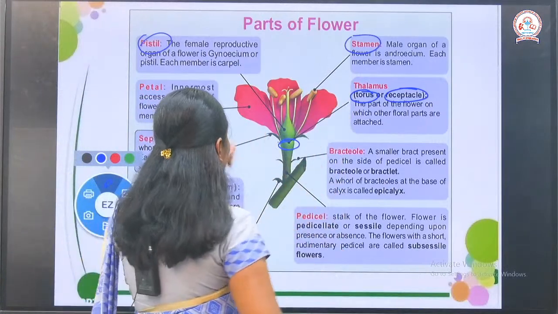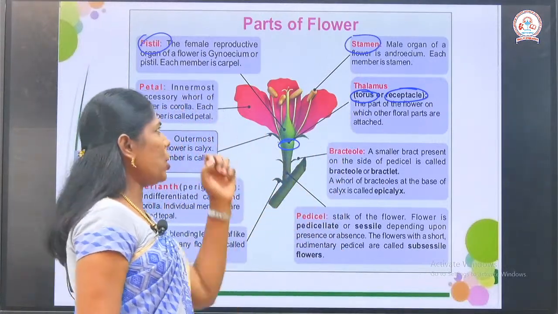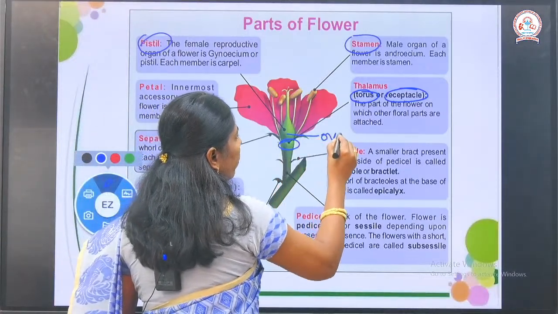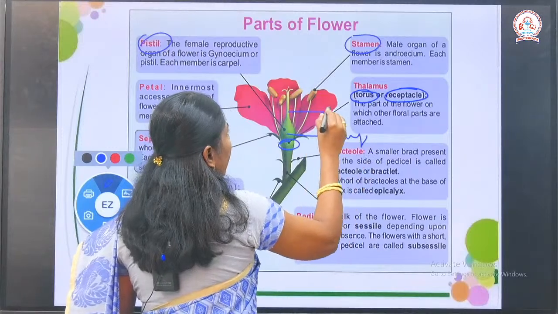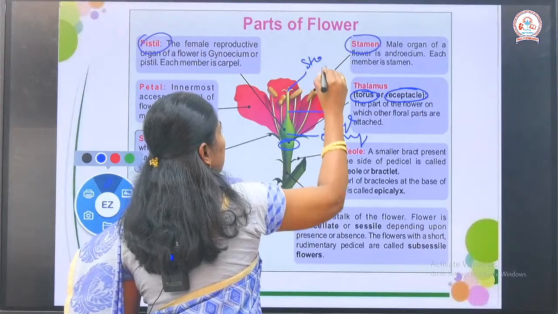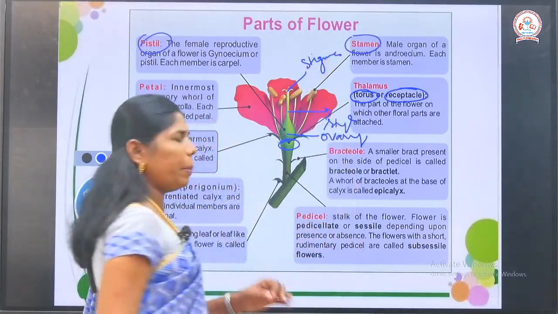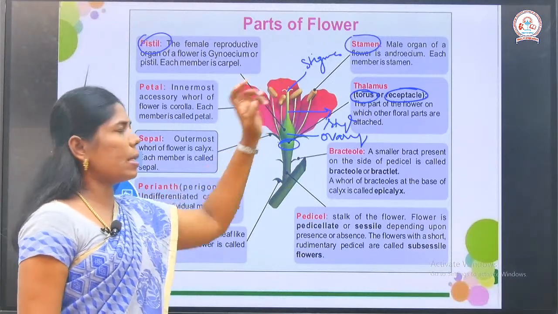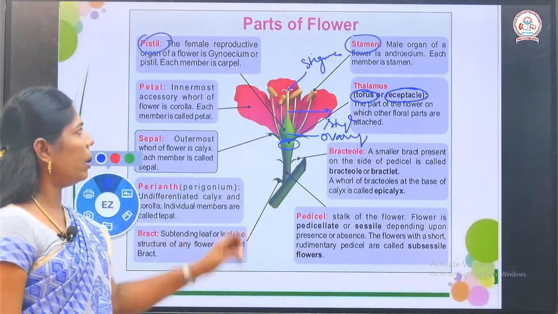What are the regions in the gynoecium? The gynoecium consists of the ovary, the style and the stigma. It consists of three important regions: the first one is the ovary, then the style, and another one is the stigma, present in the gynoecium part.